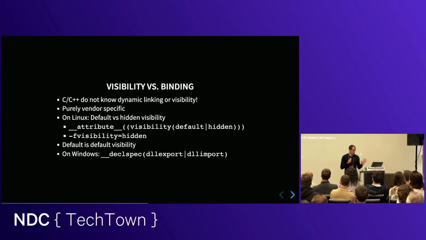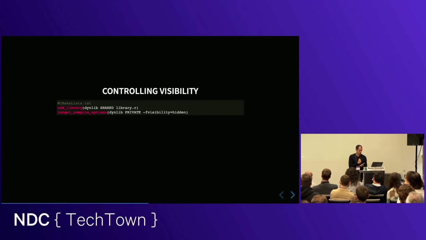So I'm not too sure about the details, but that's what you should do on Windows, apparently. But yeah, back to Linux. How do you control visibility? You use your build system. I happen to be using CMake here.